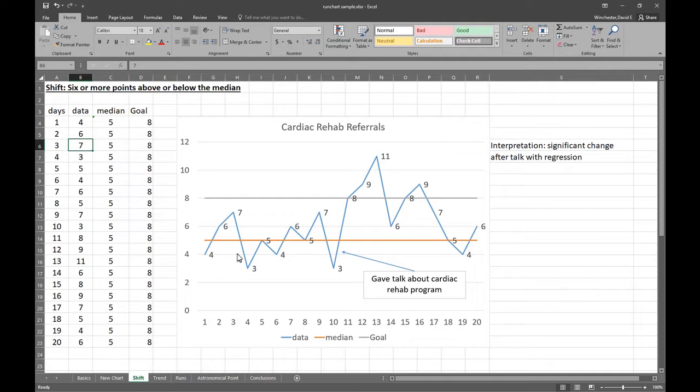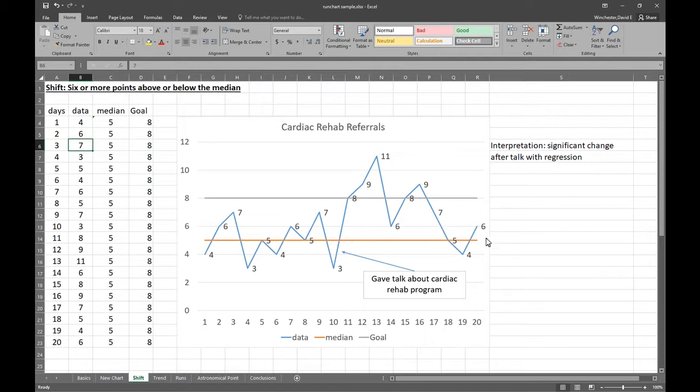Looking at the data, we see a steady process here with a median of 5, and after we give our talk, we have 1, 2, 3, 4, 5, 6, 7 points after that that all occur above the median. So it's fair to say that our program did increase the number of referrals that we got.